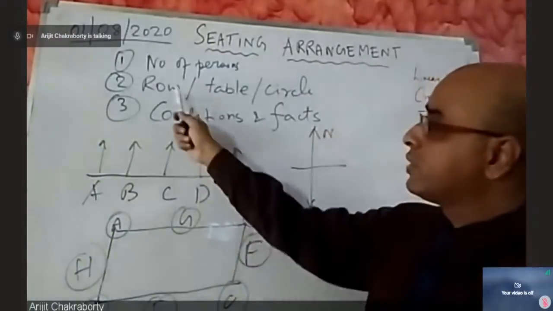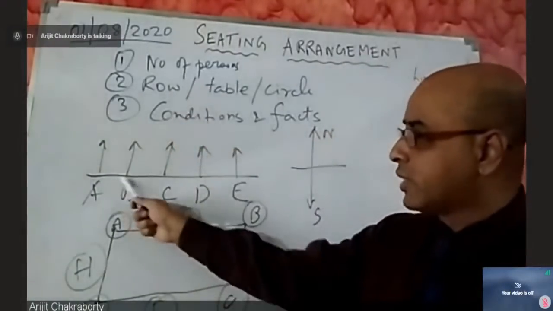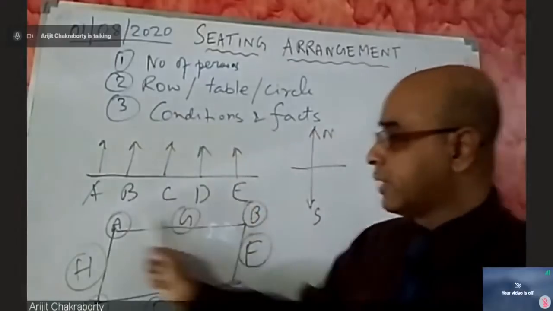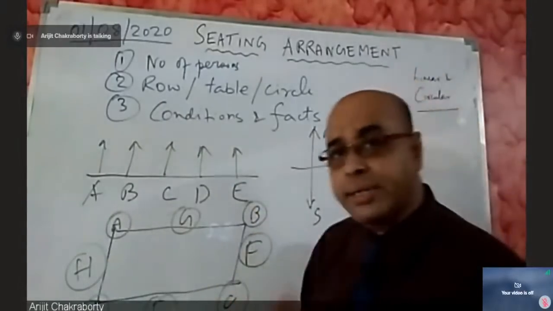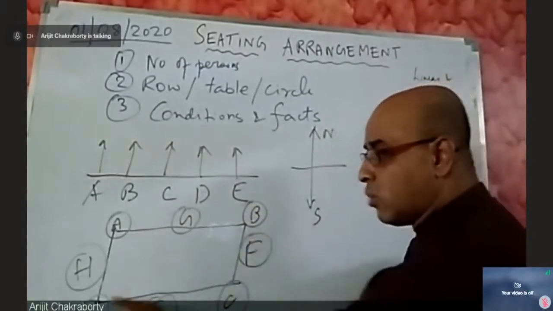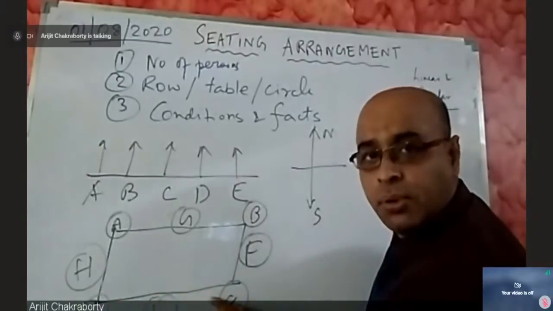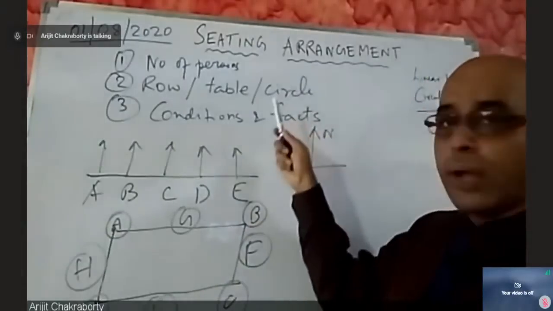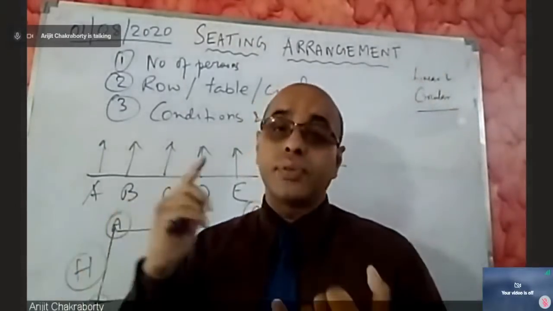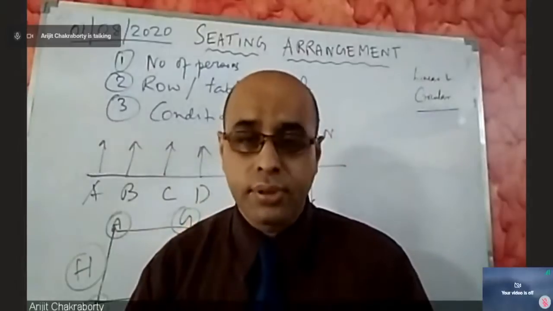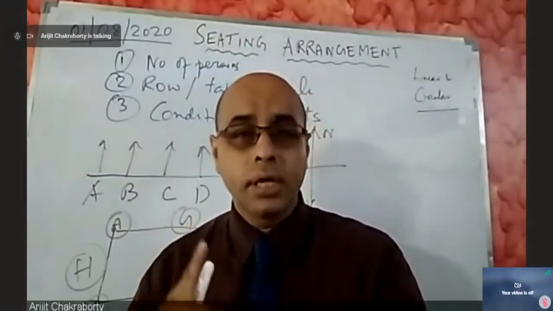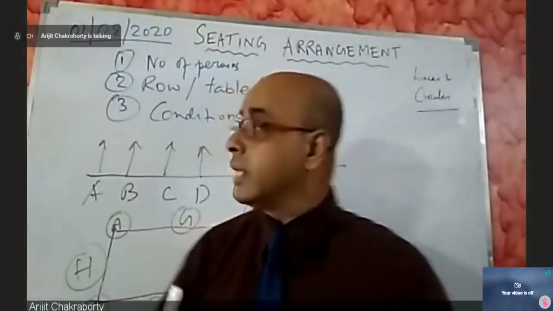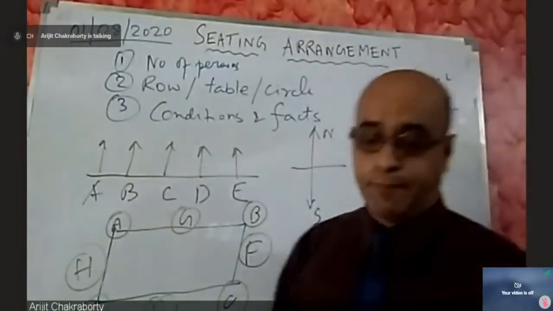Second point is whether they are sitting in a row, or in a table where effectively there are 2 rows, row number 1 and row number 2, and it can also be around a circle, right? So please see that the third point to be observed when you are reading the problem, the third point to be noted is the facts which are given.